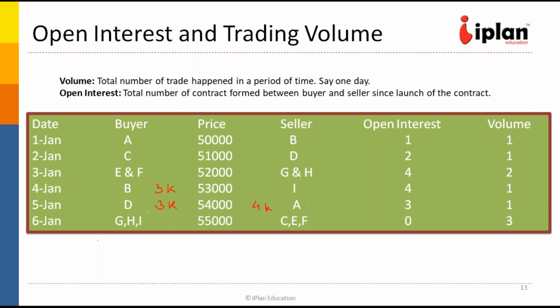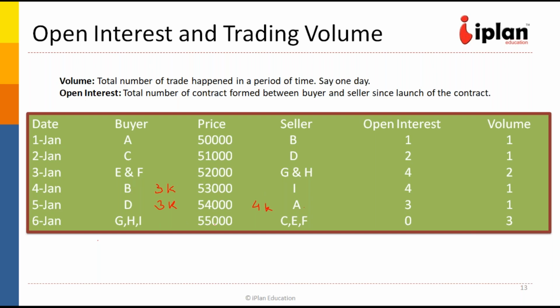Right? So on 6th January, we have GHI and CEF. All are closing their positions. They're offsetting their trades. Nobody is asking for delivery. So how will the cash be settled? G and H, they sold at 52,000.